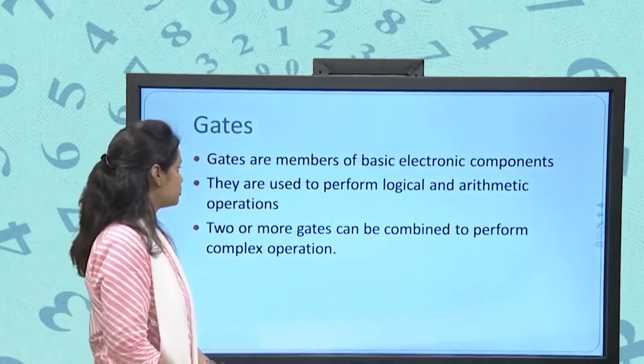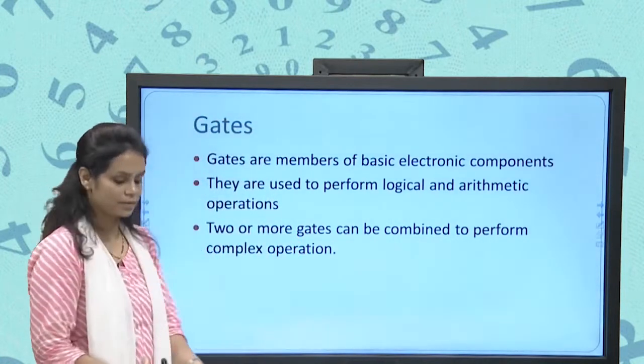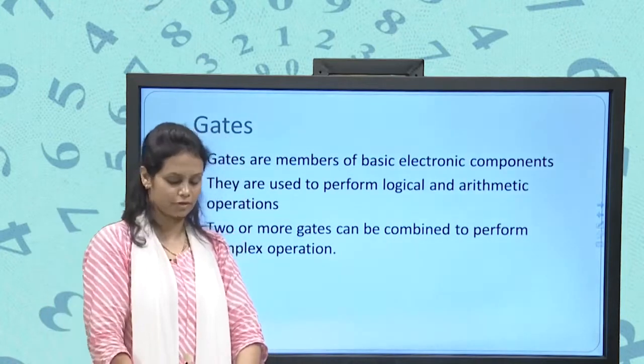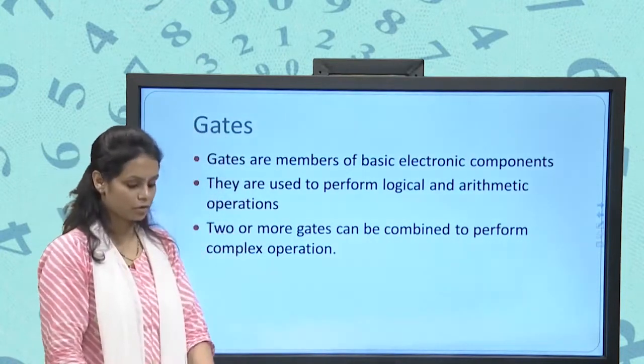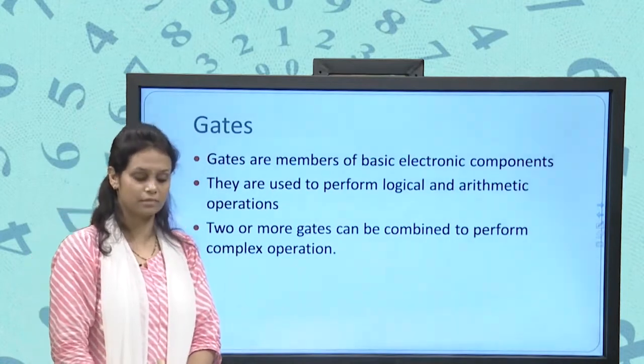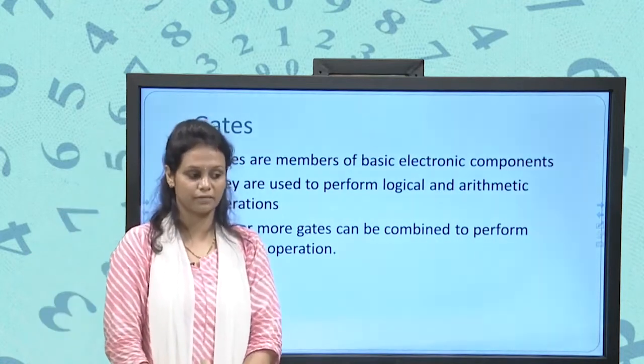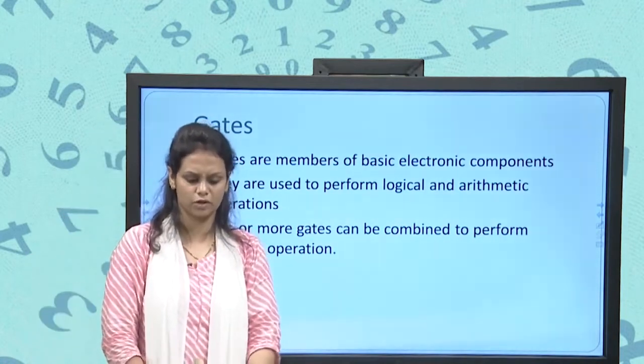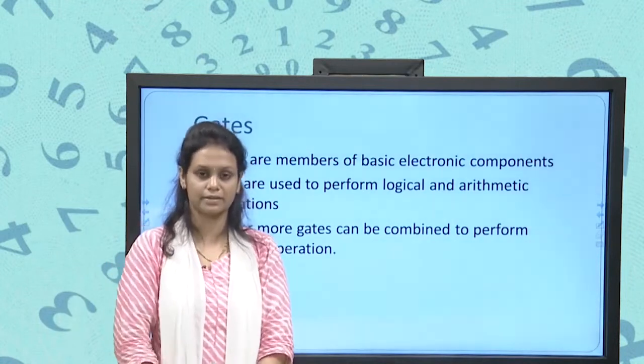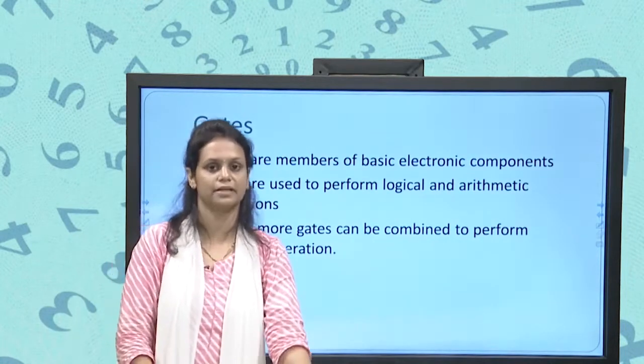Fine. So, first of all, what are gates? Gates are the basic electronic components, right. They are used to perform logical and arithmetic operations in the binary system. Our inputs are bits, that is 1 or 0. We can also use a clock input sometimes. We will see that in detail in the next few lectures.